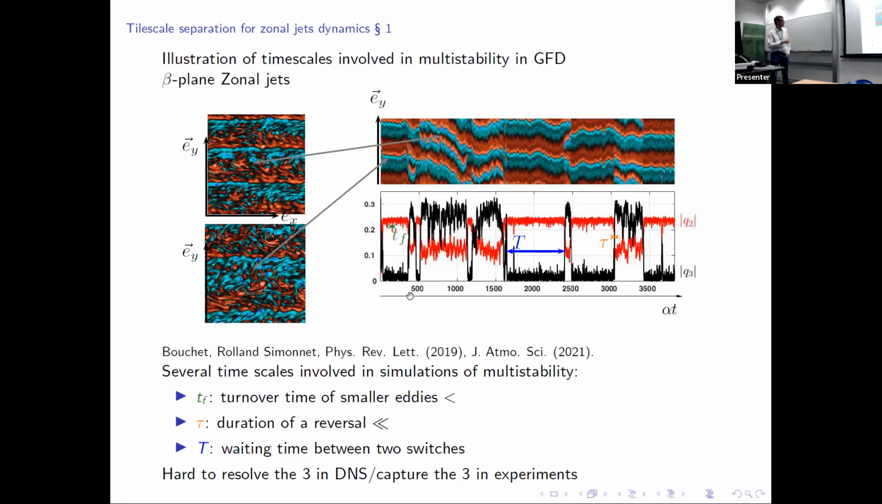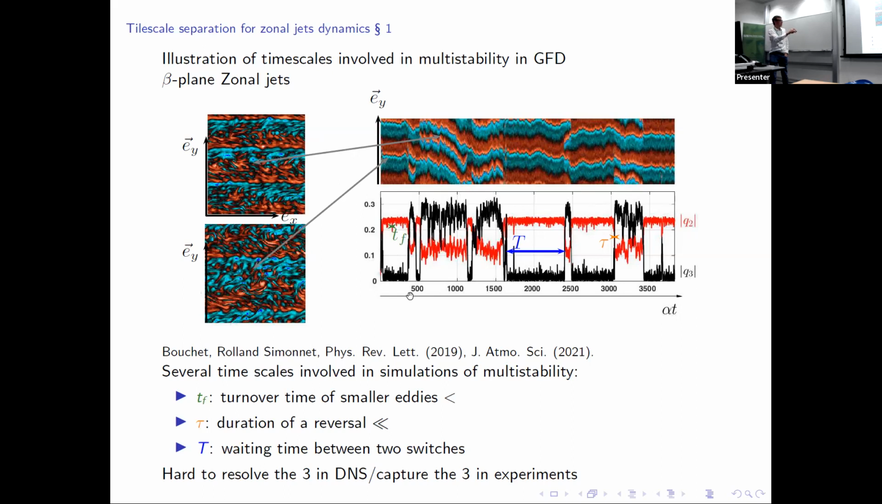So fine, you can maybe have a small time step and have something which is stable. But then you also have to resolve the waiting time between 2 switches, here in blue, which is actually very large compared to the last 2. So if you want to do direct numerical simulations, you have to basically capture these 3 time scales. You have to capture a very large range of time scales, and that makes this kind of numerical simulation very difficult to do and very, very expensive.